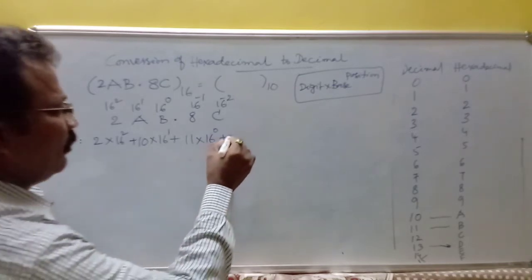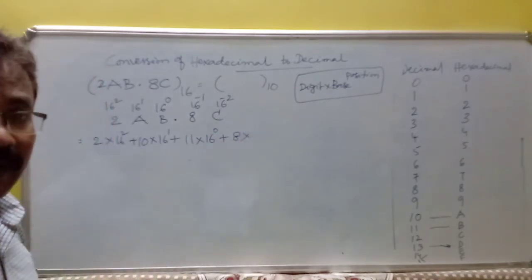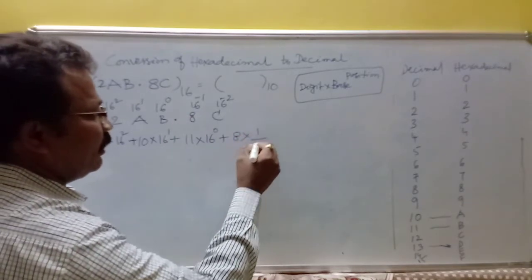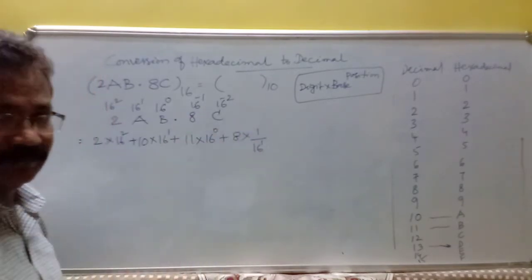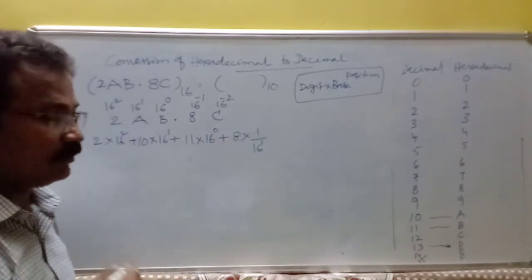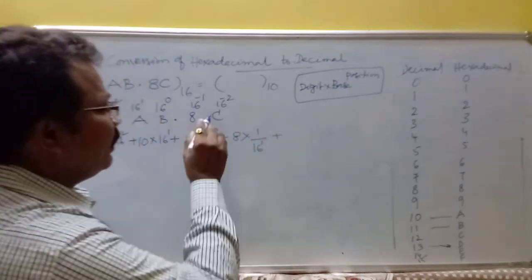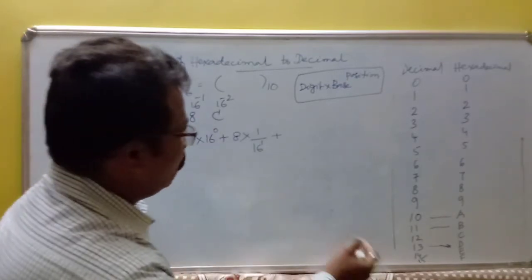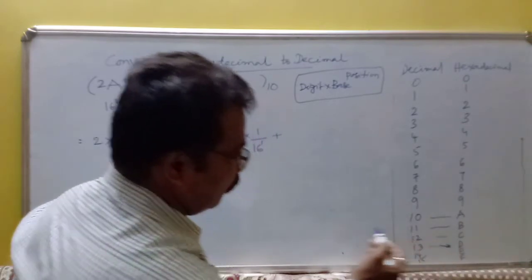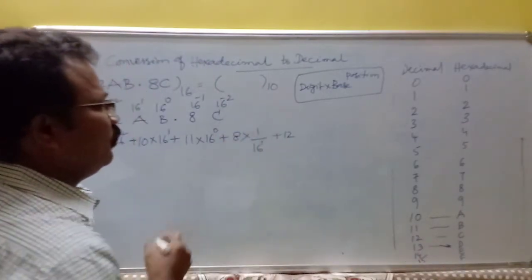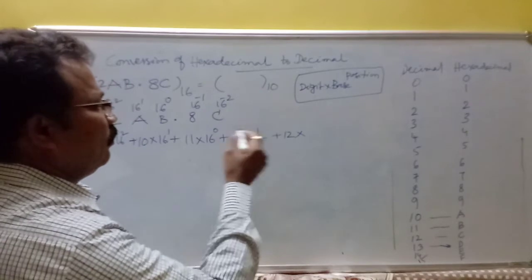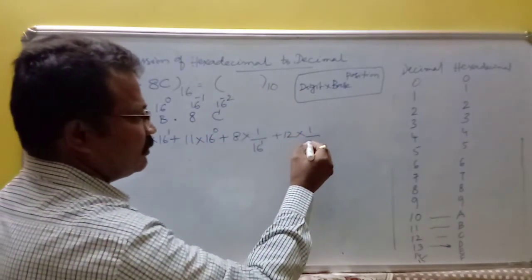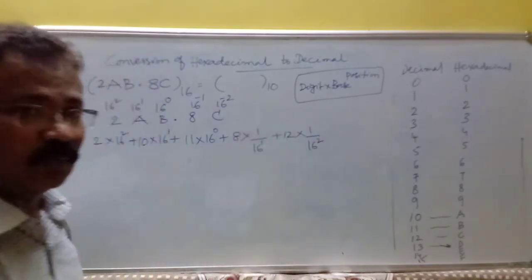Plus 8 into 16 to the power of -1, which can be written as 1 by 16 to the power of 1. Plus here C is a hexadecimal digit and it is equal to 12. So 12 into 16 to the power of -2, which can be written as 1 by 16 to the power of 2.